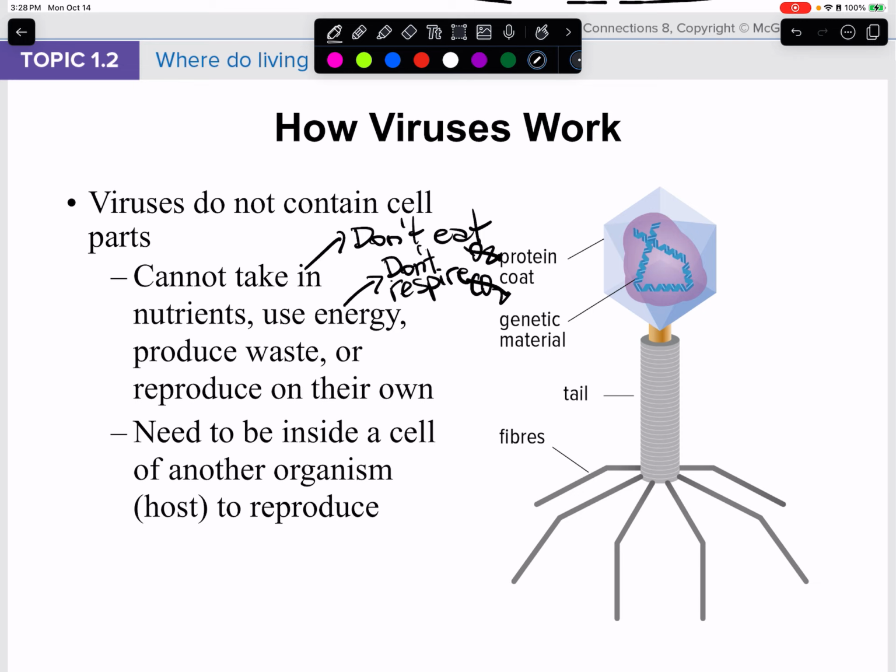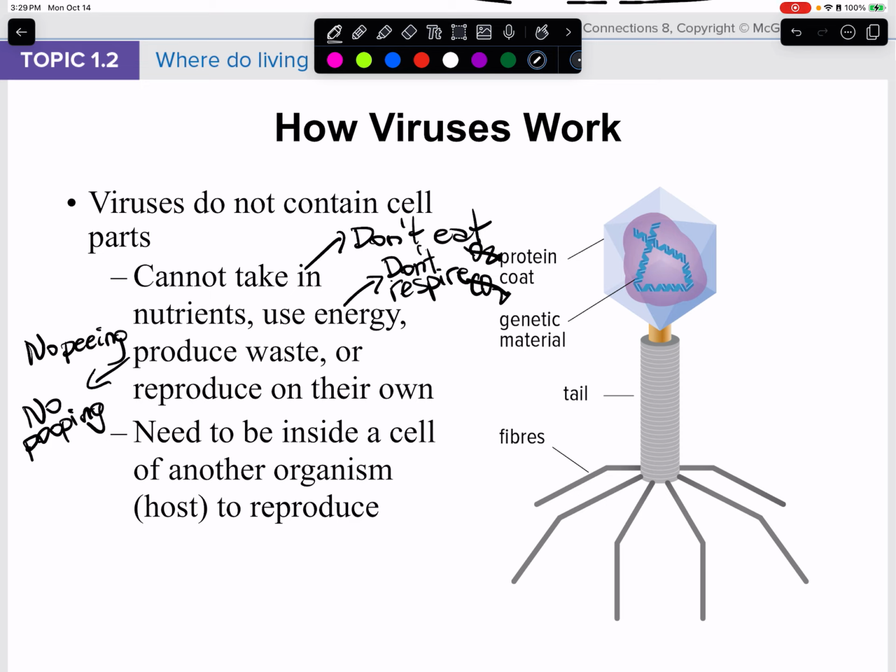For them, who cares? They don't produce waste. So let's keep it simple. No peeing, no pooping. They don't produce waste because they don't eat anything, right? They're not producing waste products. They need to get inside of a cell. They need to take them over from within.